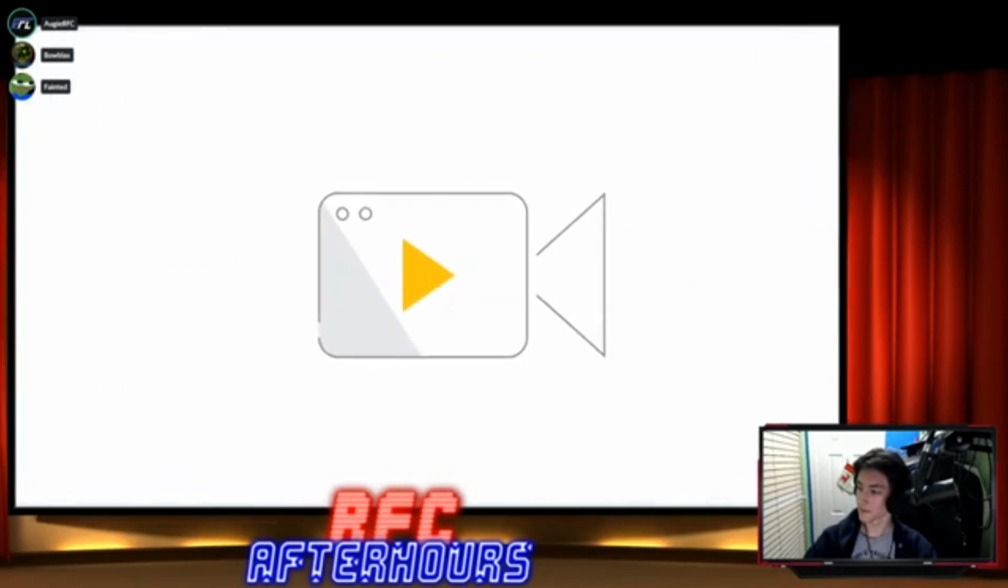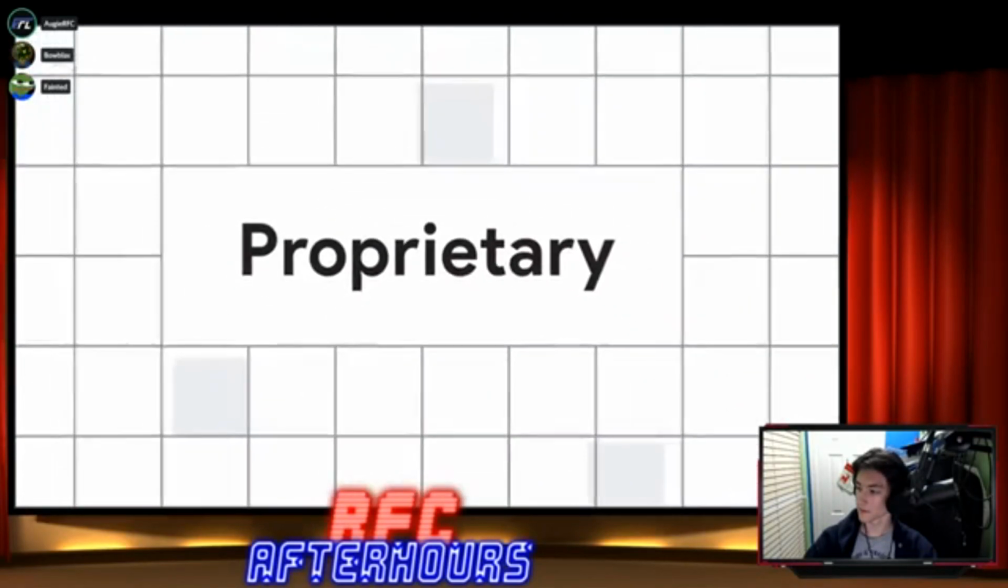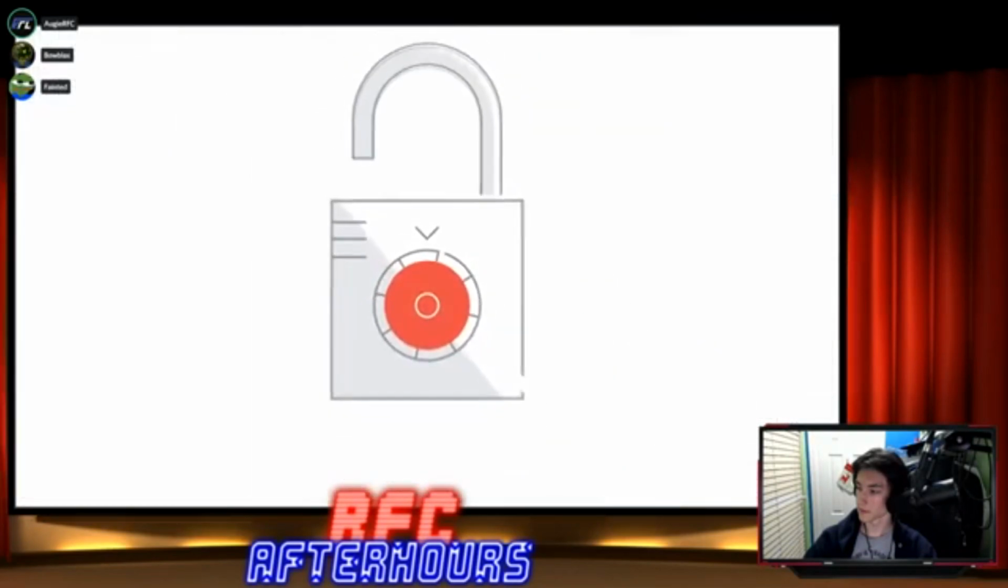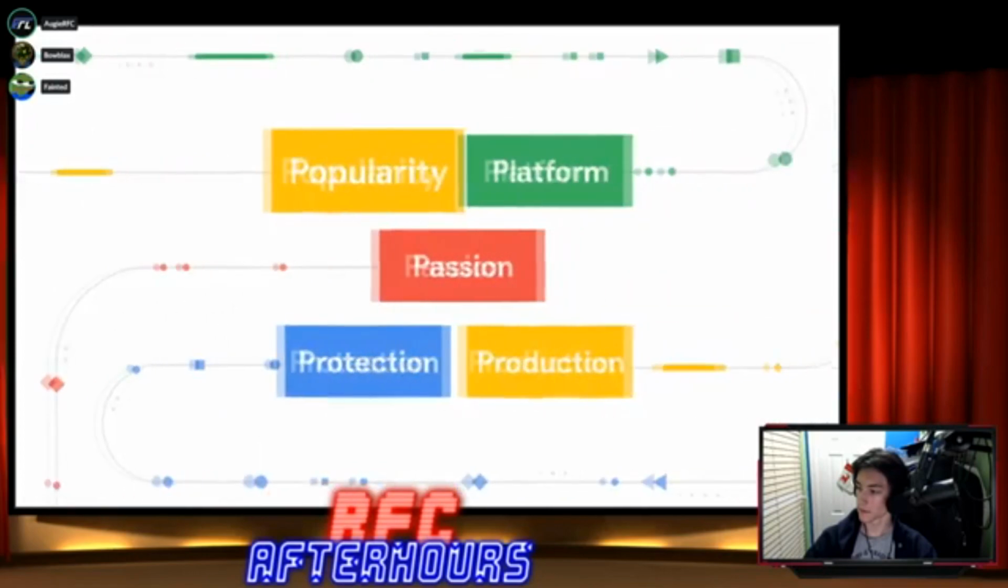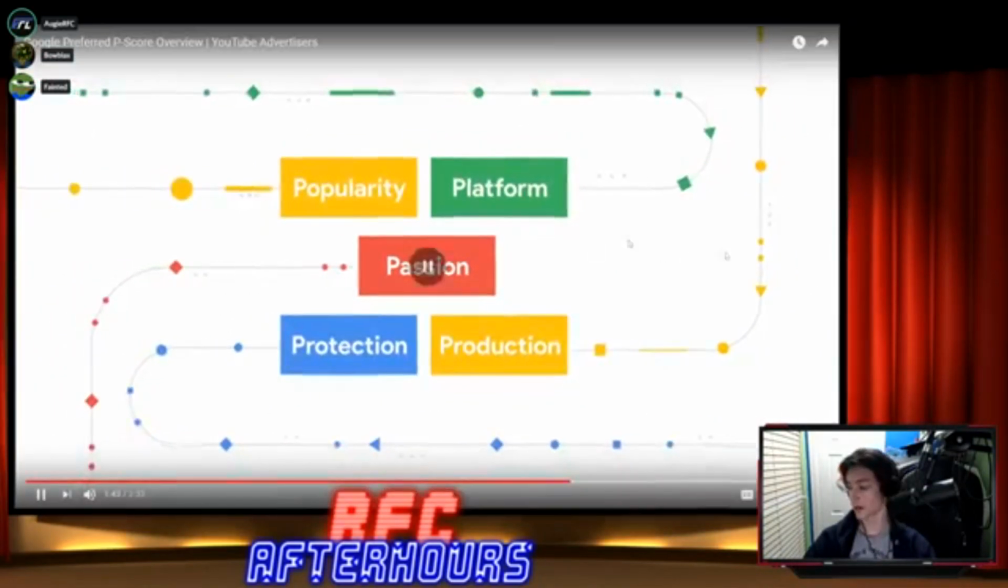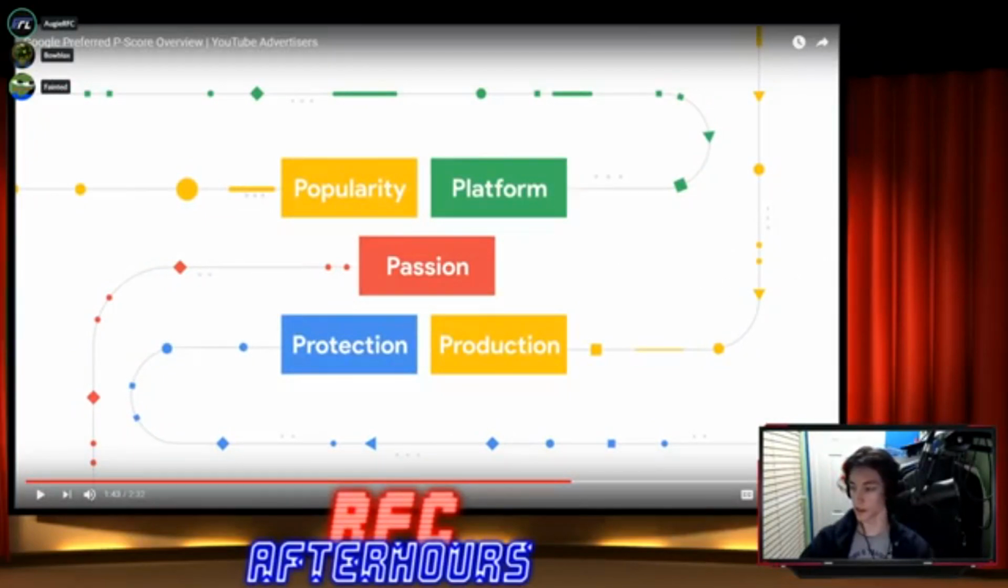Content that employs sophisticated camera work and cinematic technique. And since we can access a multitude of proprietary signals that no third parties can, P-score is also proprietary. Popularity, passion, protection, platform, and production. All proprietary signals.